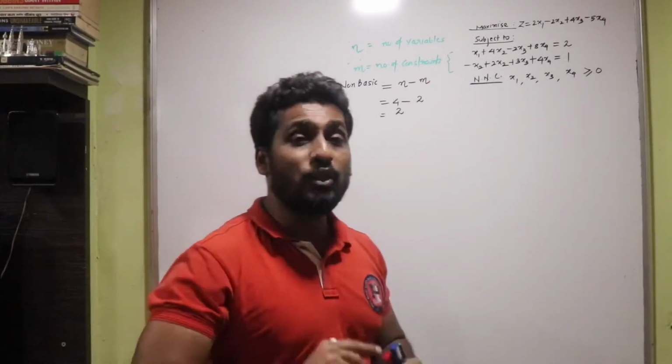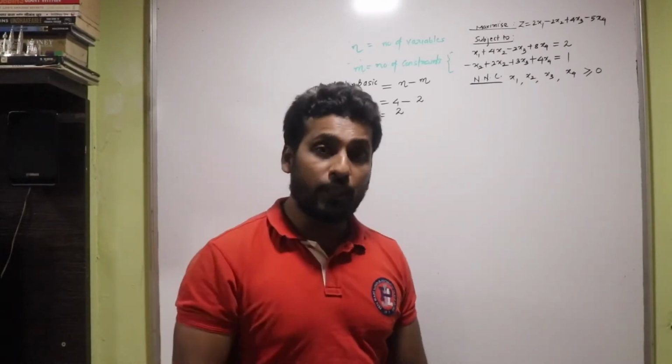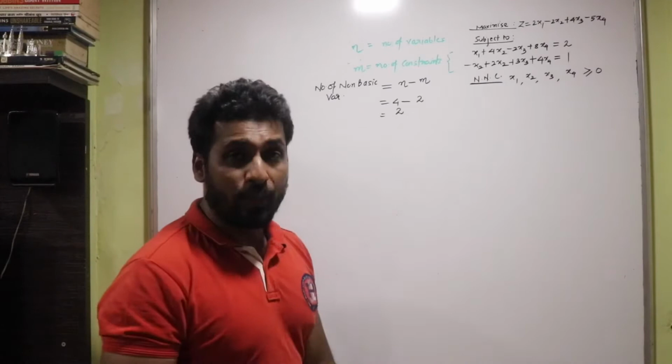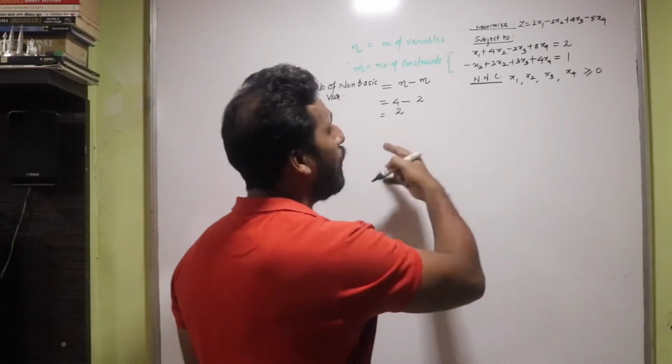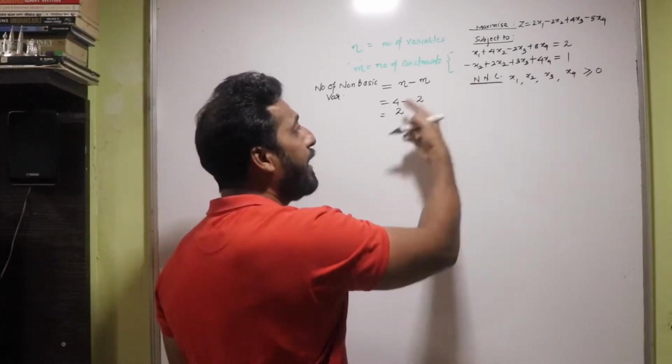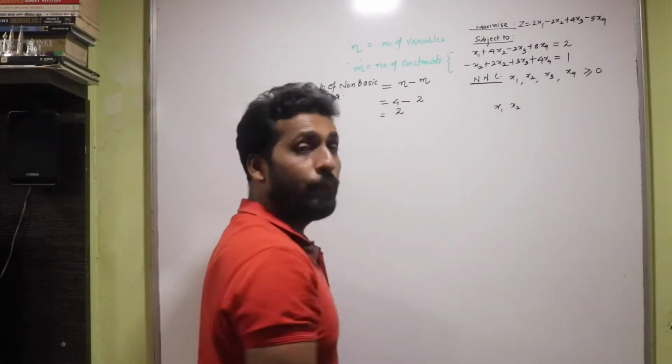So here I'm going to assume 2 variables out of the 4 variables equal to 0. Now, which 2 variables should be taken as 0? So see what order I usually maintain. I now know that I need to take 2 variables as 0. So I take the order like this: I take x1, x2 as 0.